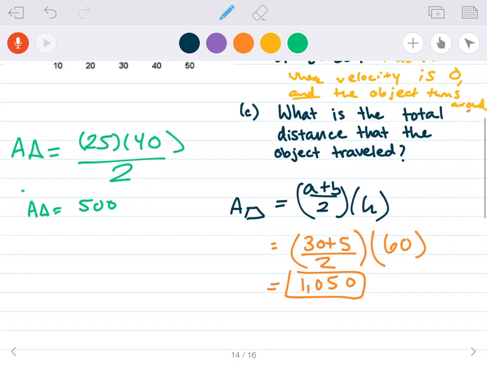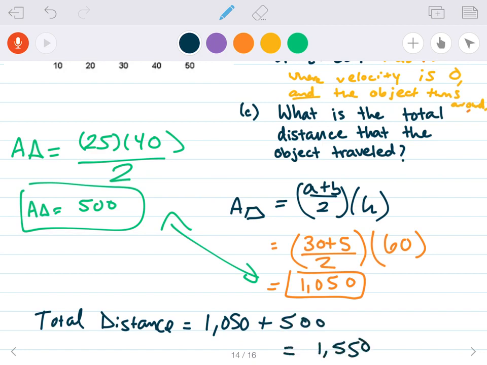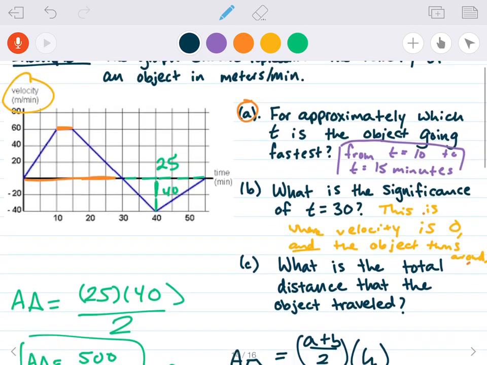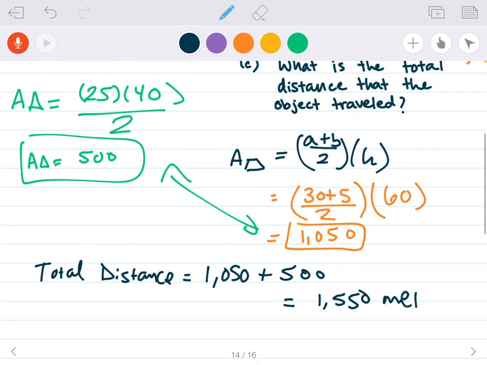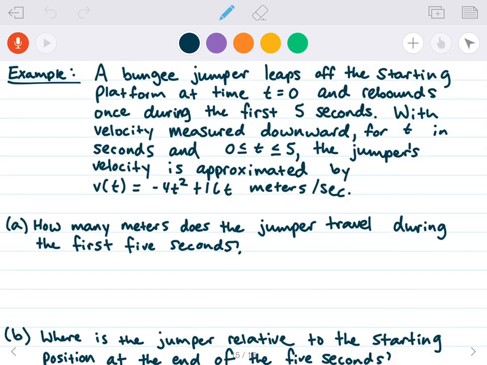And so now we just add up these two areas. All right, so the total distance traveled is going to be 1,050 plus 500. So this is going to be 1,550. What are our distance units? Meters. All right, so that is the total distance that this object traveled on its trajectory. All right, I'm going to go ahead and stop this video. We'll pick back up on this question.